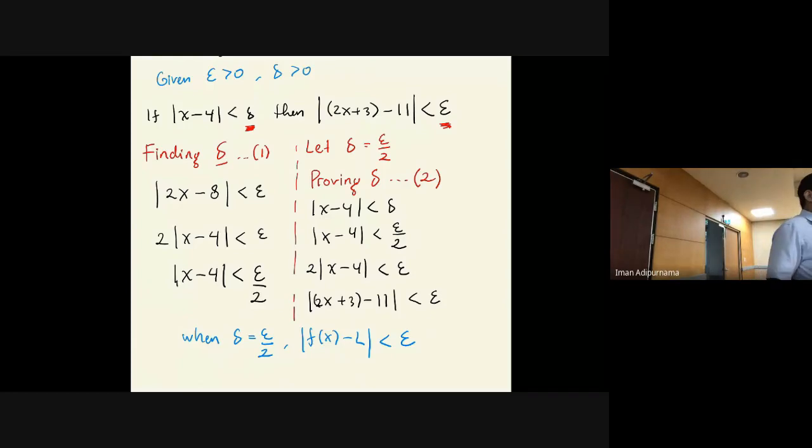For linear functions, I think it's quite simple. It's not really that difficult. The difficult part may be when you have a quadratic function and you need to prove the limit is correct. I will give you one more example of how to use the precise definition, and then we go to the next section.